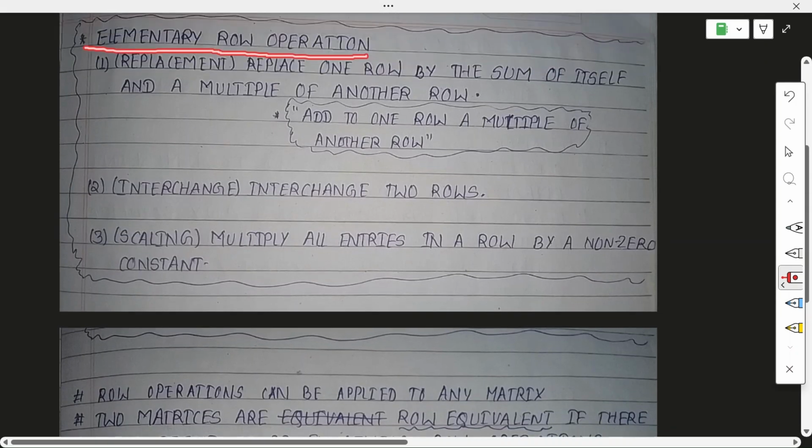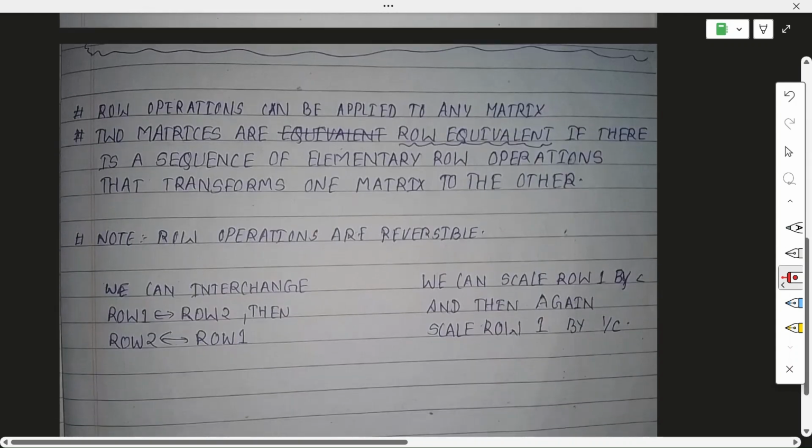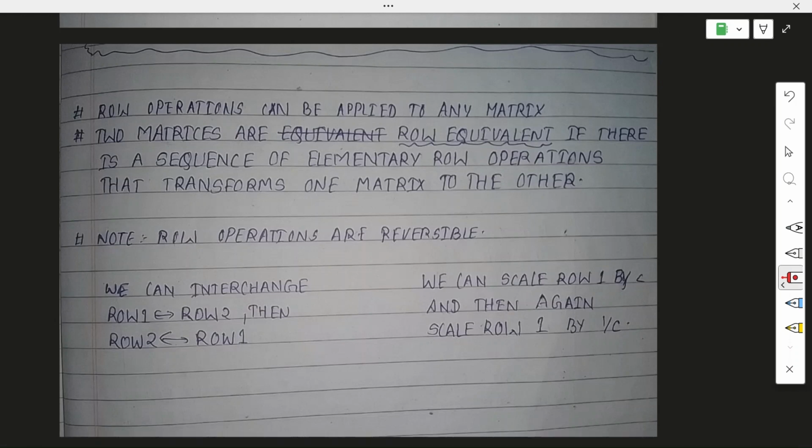What we can do on row operations to solve them: two matrices are row equivalent if there is a sequence of elementary row operations that transform one matrix to the other. Two matrices are equivalent, which means they have the same solution sets under elementary row operations. That means if we do addition, subtraction, scaling, or interchange on a matrix of a linear system, the solution remains the same as the first equation. However many steps you do, the solution sets will be pretty much the same.